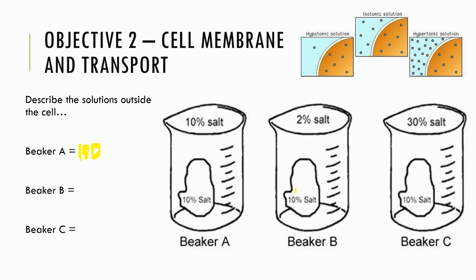Now beaker B, the cell is 10% and the surroundings are 2%. So beaker B has less solute, so we would refer to that solution as hypotonic. And then over here, beaker C, we have a 10% salt solution in the cell. The outside is 30%, which has more solute, and so we would use the term hypertonic to describe the solution in beaker C.